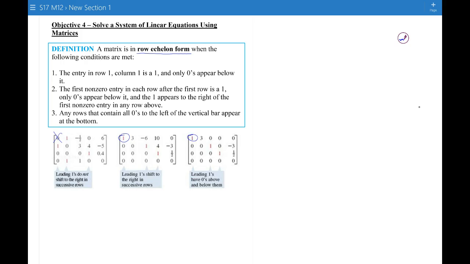Then the first non-zero entry in each row after the first row is a 1. So here I see the first non-zero entry is a 1. And it's to the right of the first non-zero entry in any row above. So here the 1 is to the right of any rows above, and here I have no 1s. Here the 1 is to the right. And then the last condition is any rows that contain all zeros appear at the bottom.